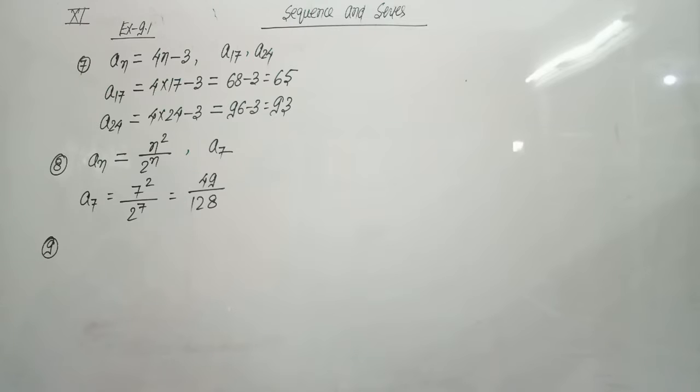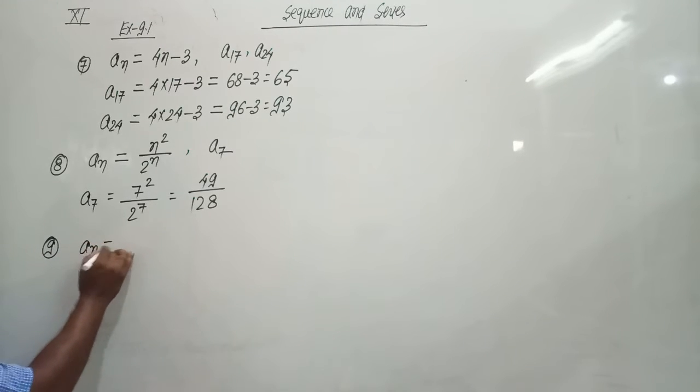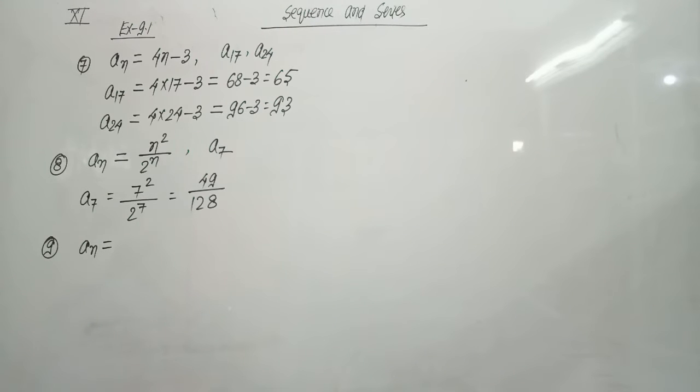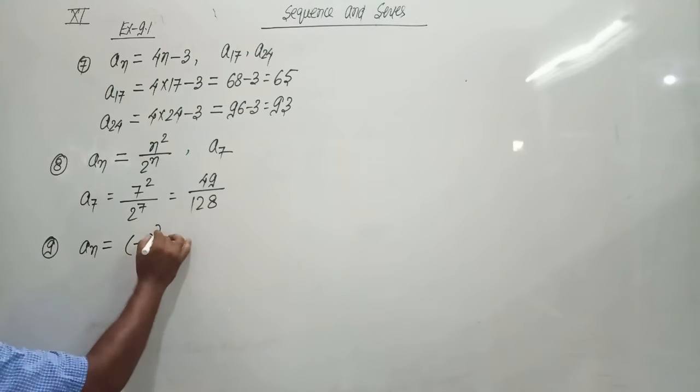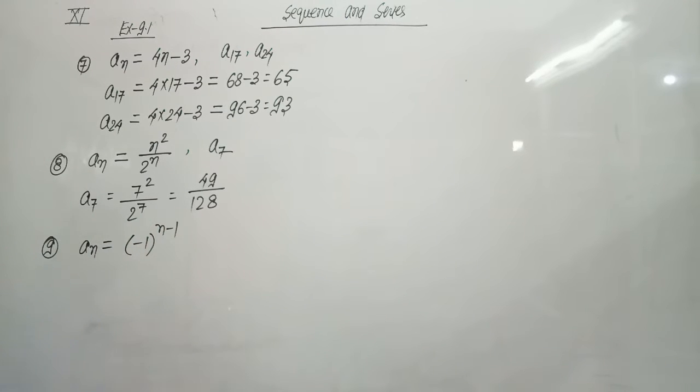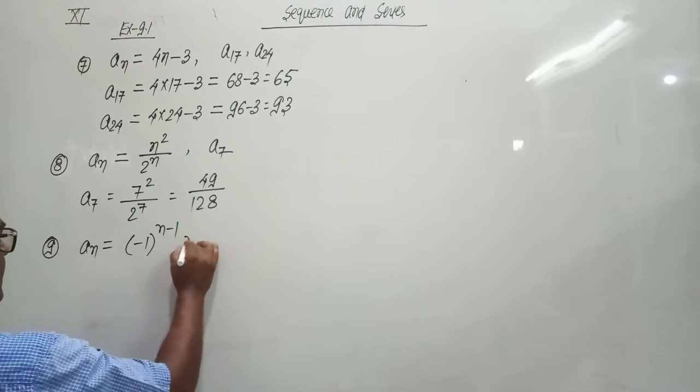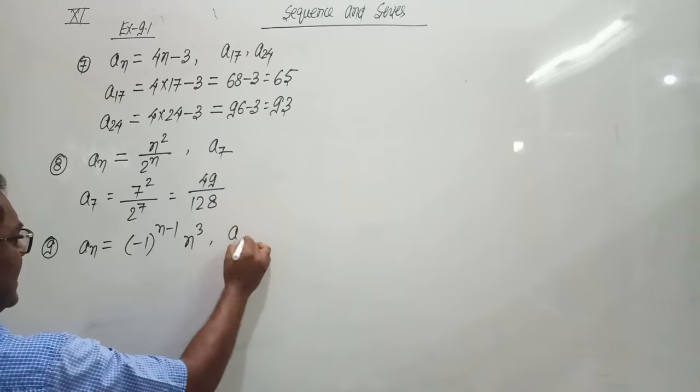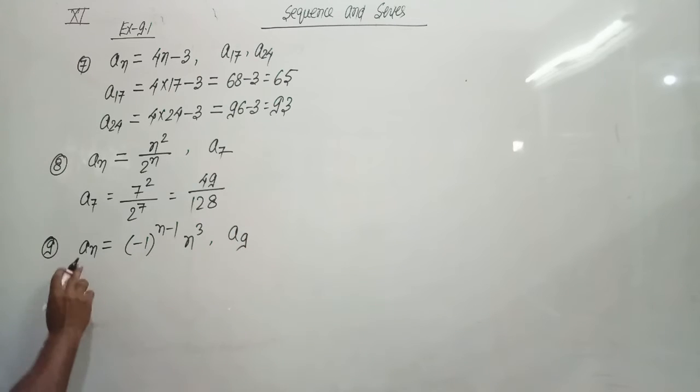an equals to minus 1 raised to the power n minus 1 and n cube. And we have to find the value of a9. So put the value of n equals to 9.